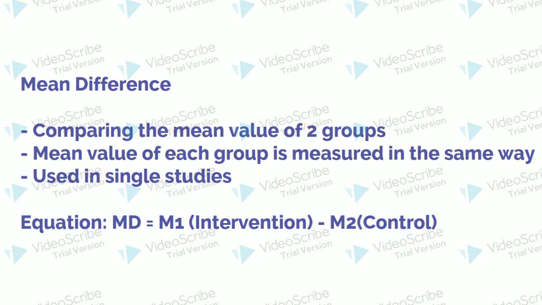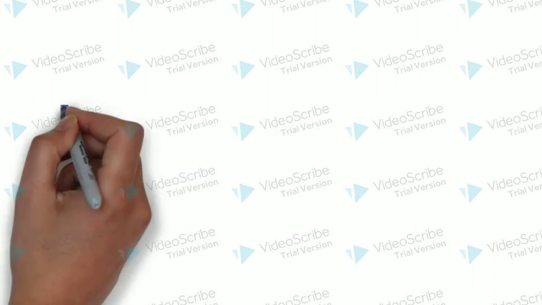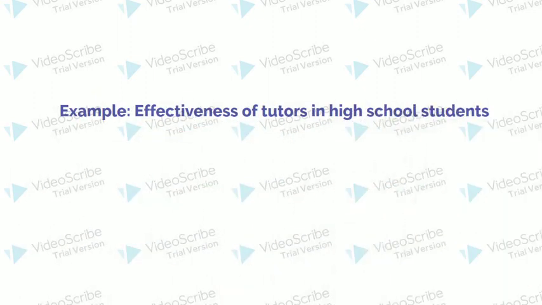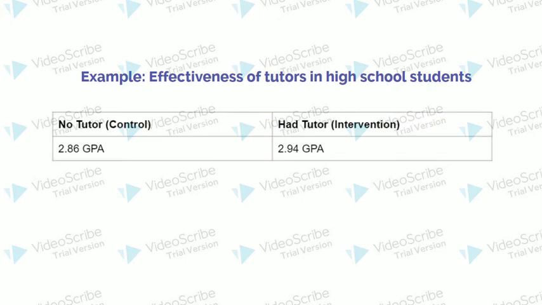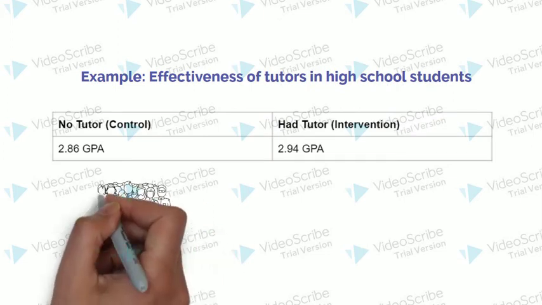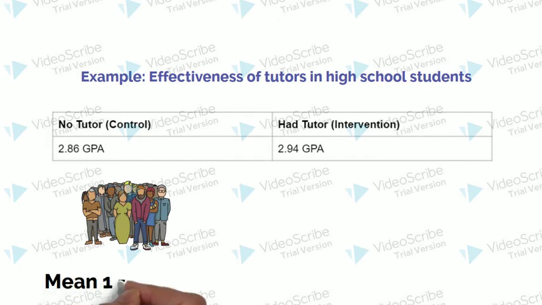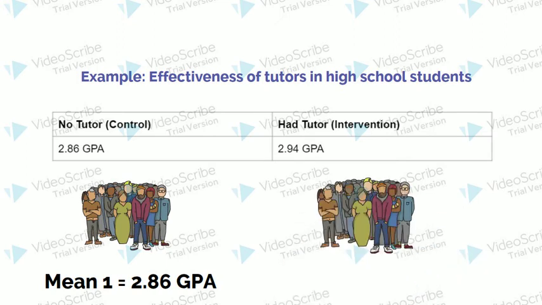So for example, we want to know the effectiveness of having tutors within high school students. So one of the groups had no tutors. You found out that their mean GPA is 2.86. Then you have a second group which had tutors, and you find out that their mean GPA is 2.94.